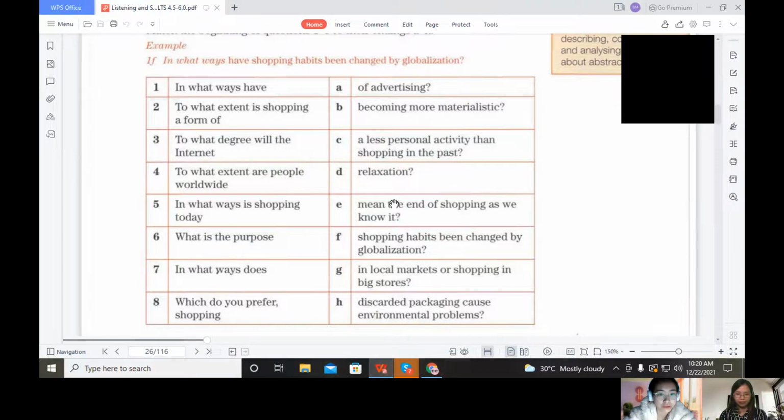Which do you prefer? Shopping in local markets or shopping in big stores?